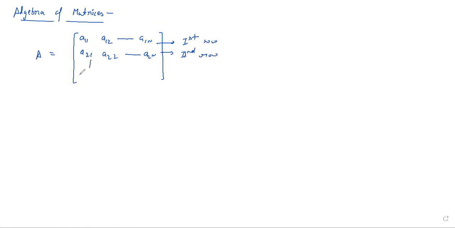Which goes to Am1, Am2 and Amn. And these are my corresponding columns. This is column 1, this is column 2, and this is column n. So we have this matrix A of m cross n, where I have m rows and n columns.